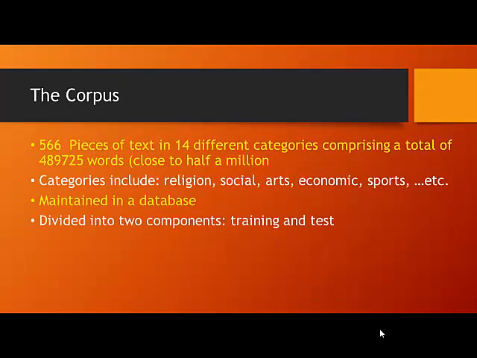Now, the project started. We collected, or organized, a corpus consisting of about 500,000 Arabic words in 14 categories, including economics, religion, arts, and many fields. Some of it is from the web, some from newspapers, some from books. So this is how people go around it.